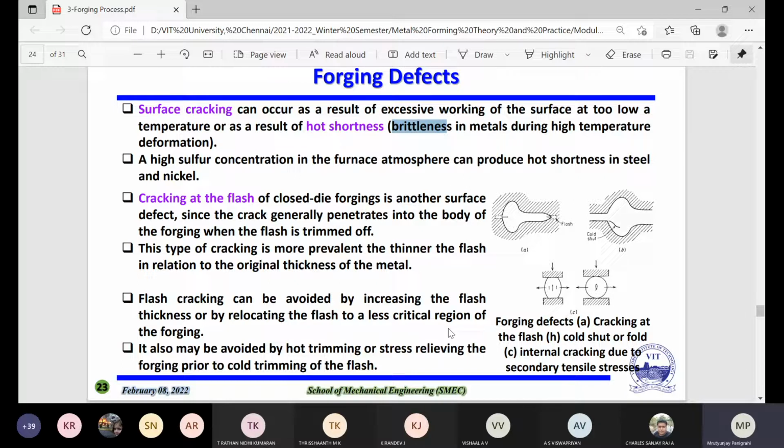Somewhere you are finding, for example, what we talked about, the hot softness. Similarly, you will find some danger zone or critical zone, so you have to go a little farther, or maybe avoid that critical zone. It may also be avoided by hot trimming or stress relieving prior to cold trimming of the flash. And if you want to go for trimming, removing, cleaning, or stress relieving, probably it is easy to remove that, right? Is it clear?